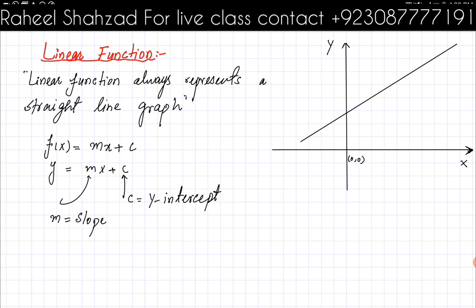For example, suppose we have 2 points on this straight line. This is A and let's assume this is B. The first point is x1 and y1, the second one is x2 and y2, right? We know that slope is always equal to y2 minus y1 over x2 minus x1, and this point is C, the point where any line cuts the y-axis, known as the y-intercept. So a linear function always represents a straight line graph, right?